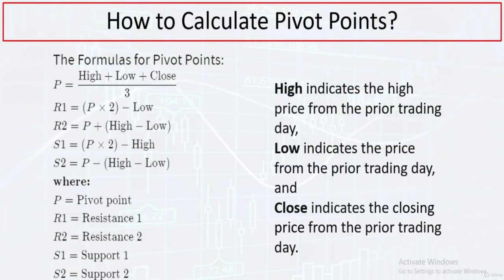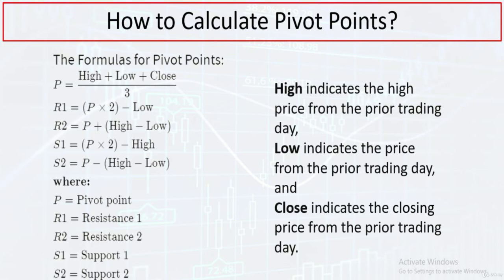How to calculate pivot points? With the help of a formula shown on your screen, we can easily calculate the pivot points and projected support and resistance levels. As the image shows on your screen, it is a very simple formula. The pivot point is calculated by high plus low plus close, all divided by 3. It provides you the pivot level of that time frame.